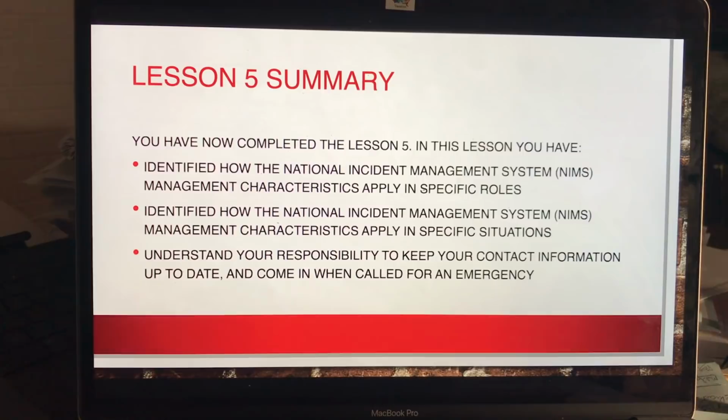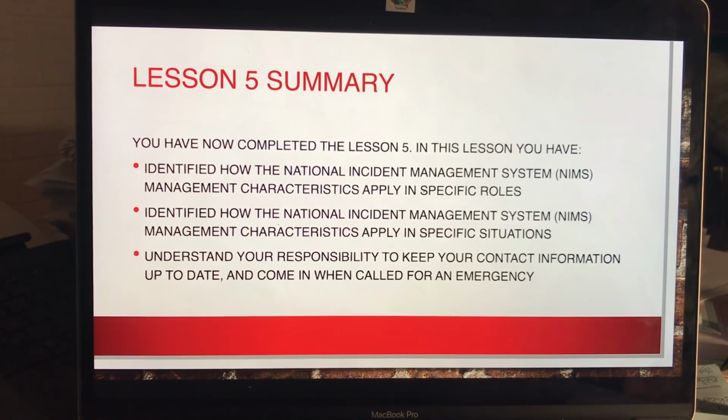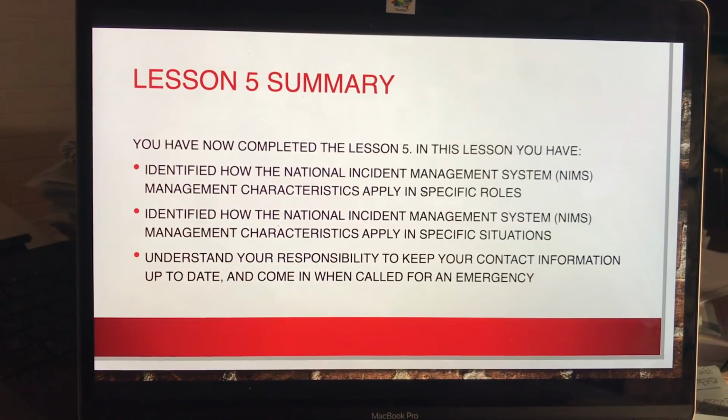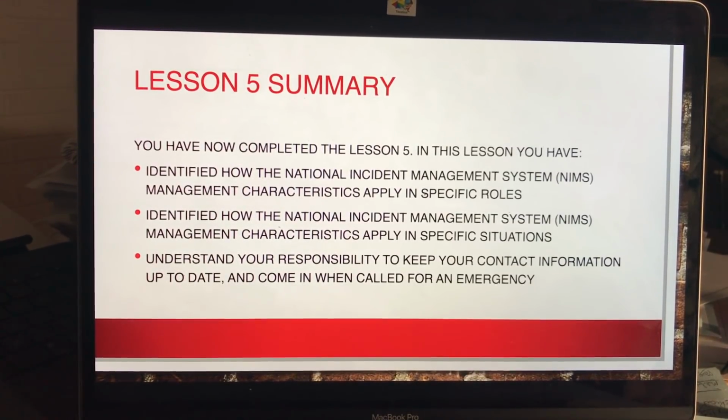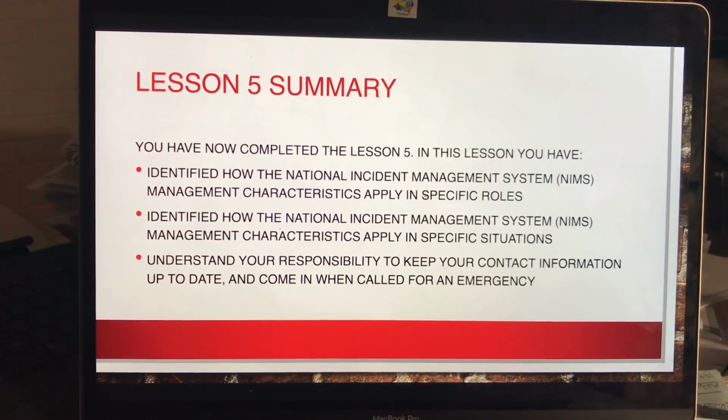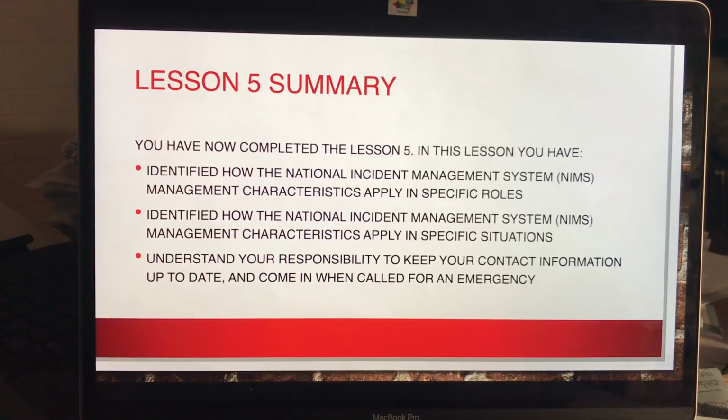Lesson 5 summary. You've now completed Lesson 5. In this lesson, you have identified how the National Incident Management System characteristics apply in a specific role. You have identified how the National Incident Management System characteristics apply in specific situations. And you understand your responsibility to keep your contact information up to date and come in when called for an emergency.